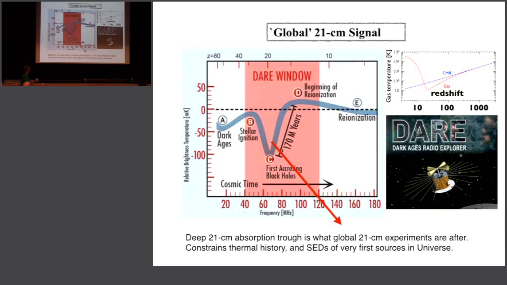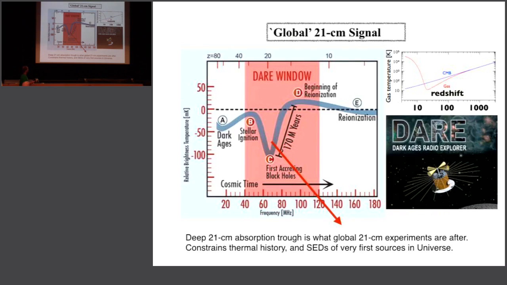And in my plot earlier on, I was saying that at low redshift, the gas temperature is above the CMB temperature, the spin temperature is going to be somewhere in between, so we're going to see hydrogen in emission. That's exactly the case. Hydrogen is in emission here. At some point it disappears because the universe gets reionized in this cartoon.